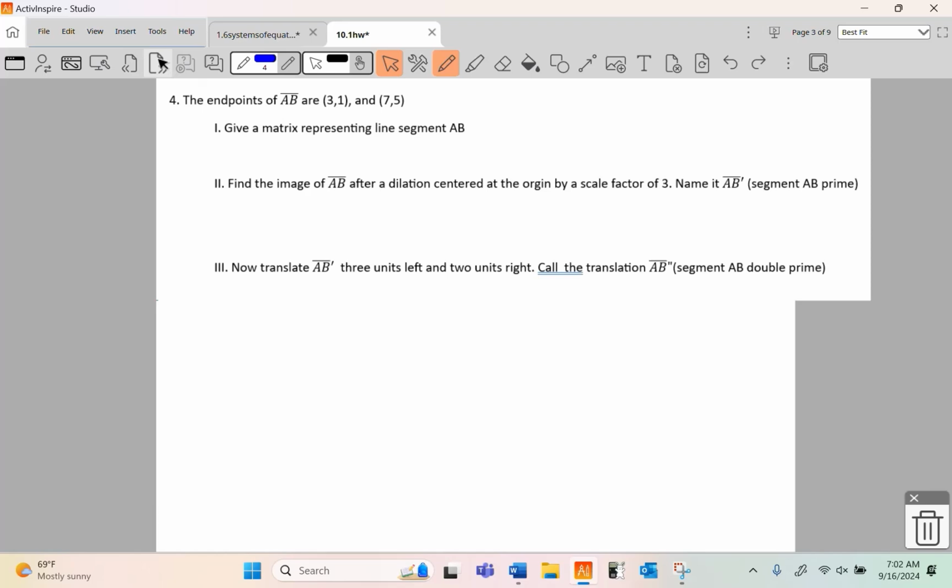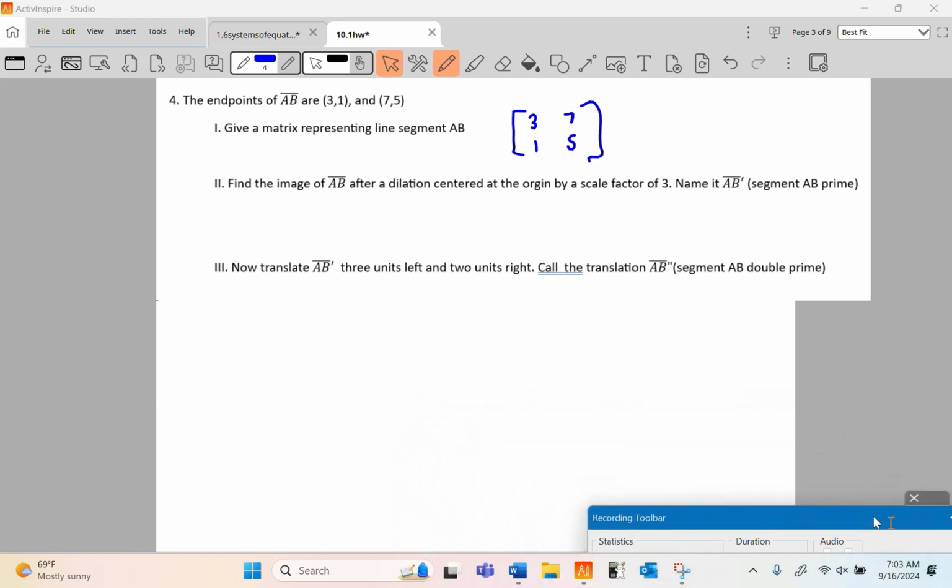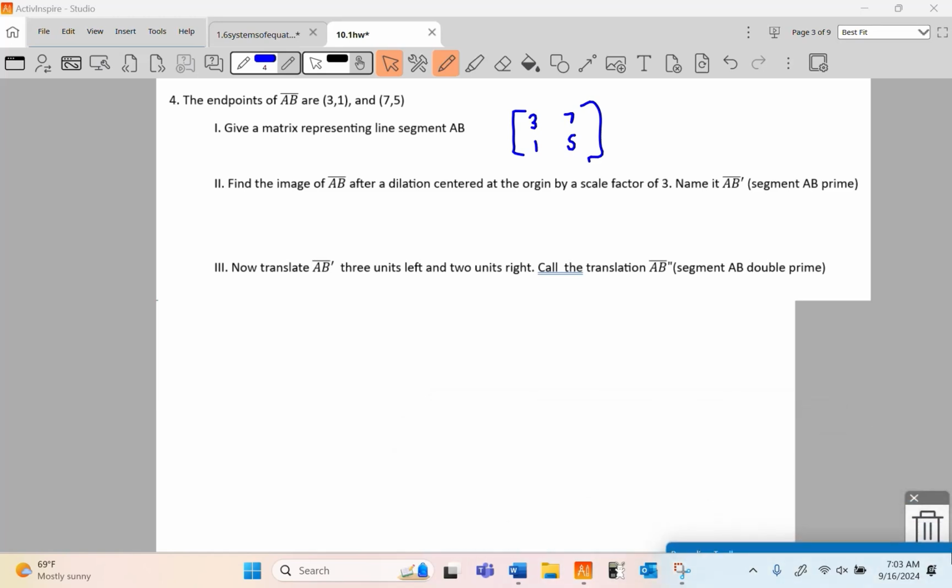The endpoints of segment AB are 3, 1, and 7, 5. Given a matrix representing line segment AB, do some stuff. So first off, give a matrix. Guess I need to make sure I'm doing this right. This should be how you do it. I haven't done one of these in a minute. Let me pause and make sure I'm doing things right. Yeah, I just wanted to make sure I was doing it right. Anyways, the top row is X's and the bottom row is Y's.